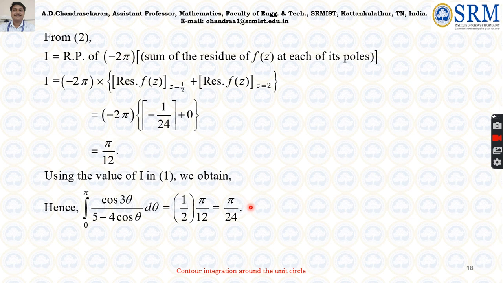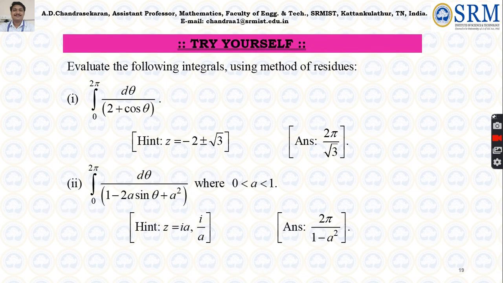I hope you understand this contour integration around the unit circle for type 1 theta problems, that is, the function in terms of theta is given, convert this into z, and use the Cauchy's residue theorem, which will give the required solution. Thus, I think you may feel comfortable with this topic. You can try yourself. There are two problems for your exercise.